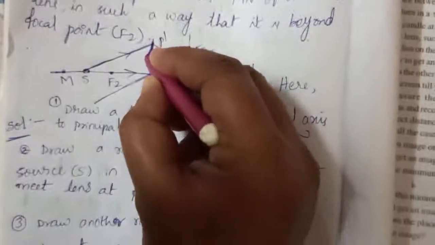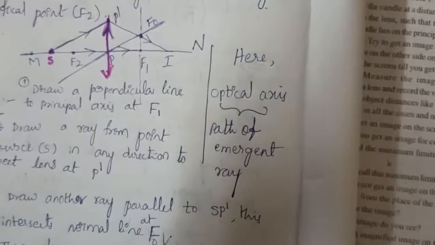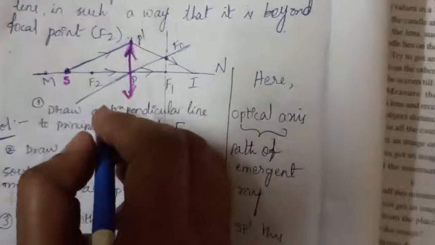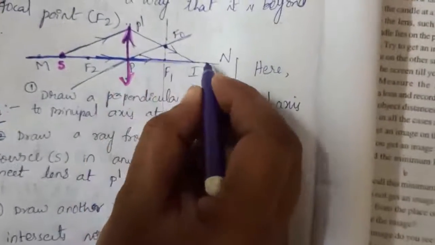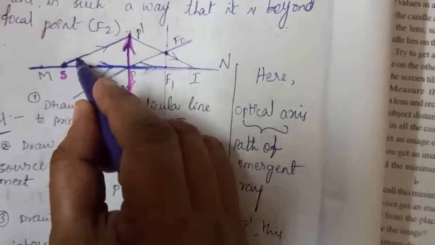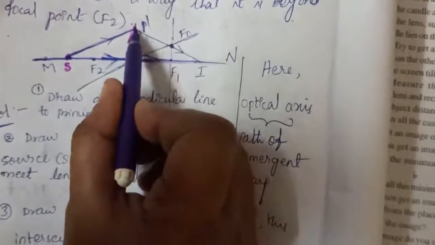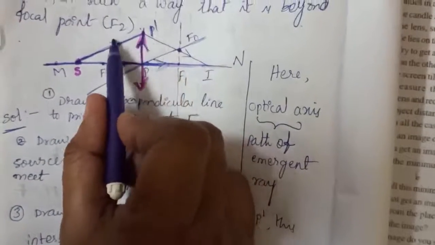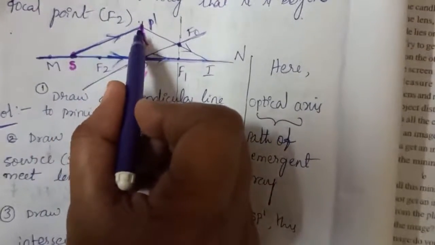So here we have a convex lens, and I am considering a point source, a point object. The incident ray which is passing through the optic center will not deviate. In the same path it will go. And another incident ray, from the source to another point on the lens, I am marking as P1, which will meet the lens at P dash.